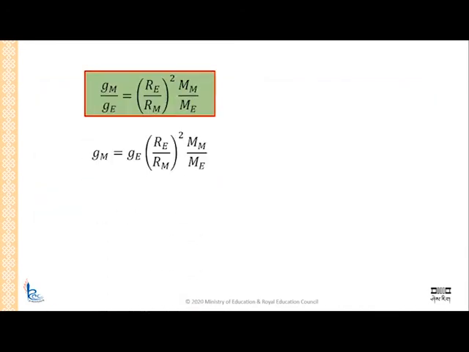Now, we also have another formula to calculate the acceleration due to gravity on the surface of the moon, which is given by g_m over g_e, where g_m represents the acceleration due to gravity on the moon and g_e is the acceleration due to gravity on the surface of the earth, equals R_e over R_m whole square times M_m over M_e. So rearranging the equation, we have g_m is equal to g_e times R_e over R_m whole square times M_m over M_e.